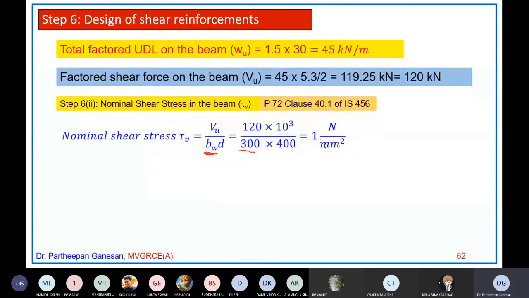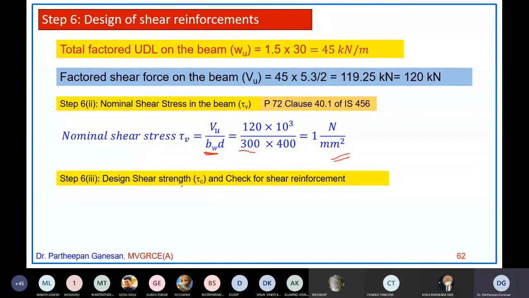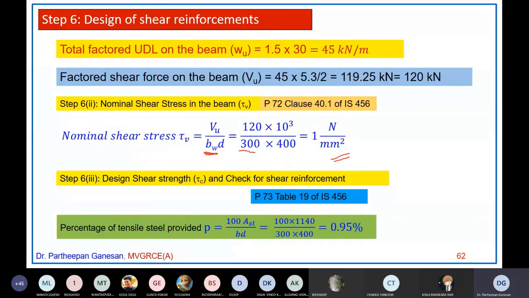All this thing you substitute, you are getting tau V is equal to 1 Newton per millimeter square. Next, design shear strength of concrete tau C and check for shear reinforcement. From the tensile steel provided, 100 AST by BD, I have provided 3 number of 22 mm bars. From that I found out the tau P value.